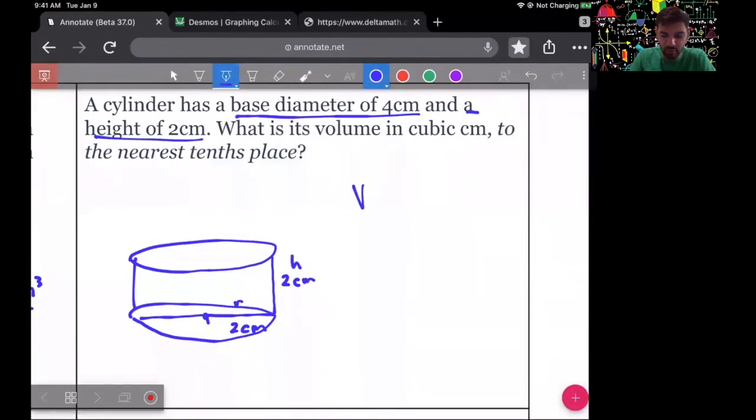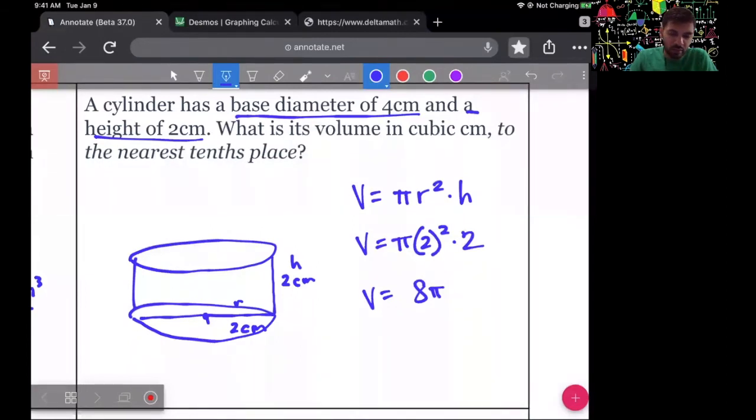So the volume of the cylinder is pi r squared times h. So in this case, we have pi times the radius squared times the height, which is 2. So this ends up becoming 4 times 2, which is 8, and then pi. To round to the nearest tenths place, we would convert this to a decimal. You just type this into your calculator and get the decimal value.